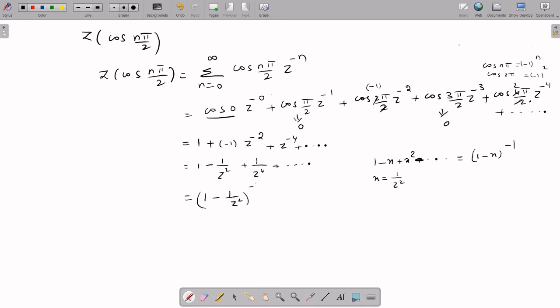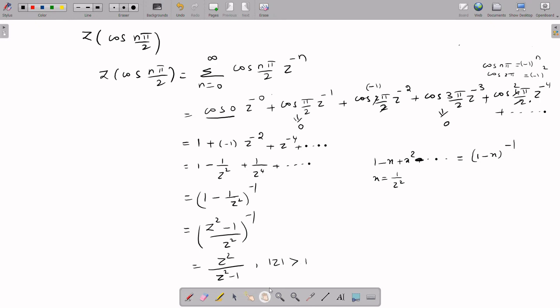Or you can have (z squared minus 1 divided by z squared) whole power minus 1, or you can have z squared by z squared minus 1. This is the expansion of cos n pi by 2, and here the condition is mod z greater than 1.